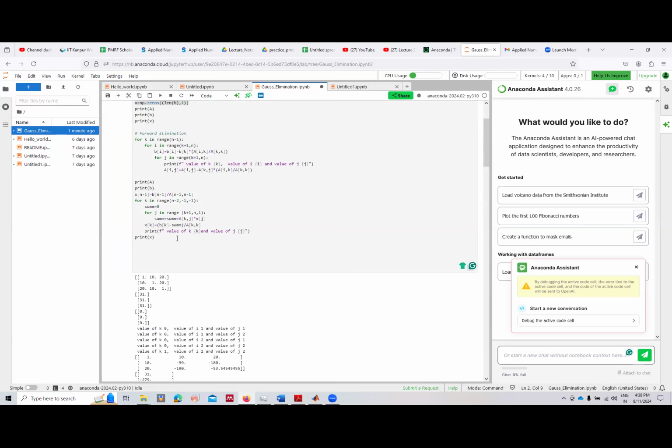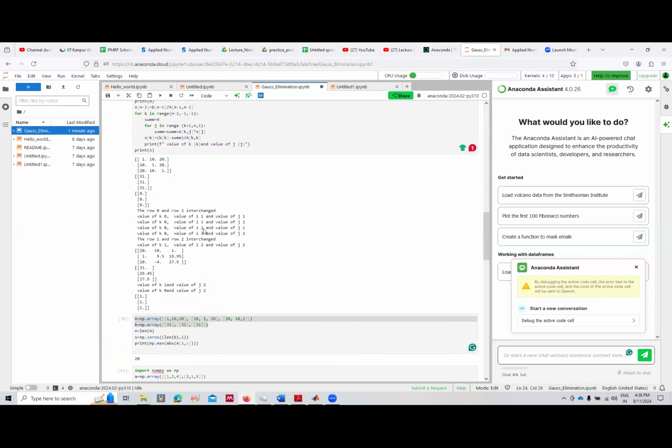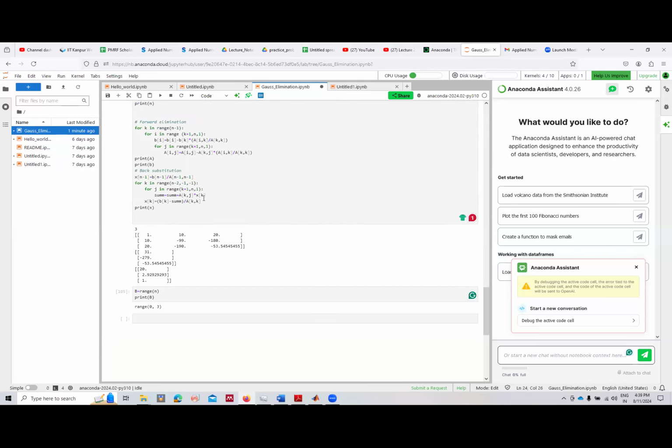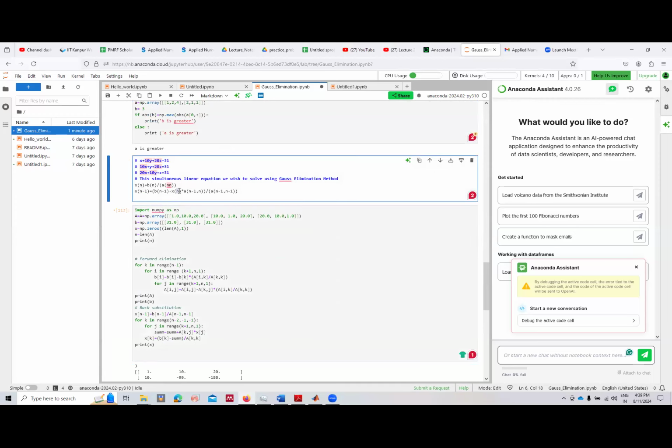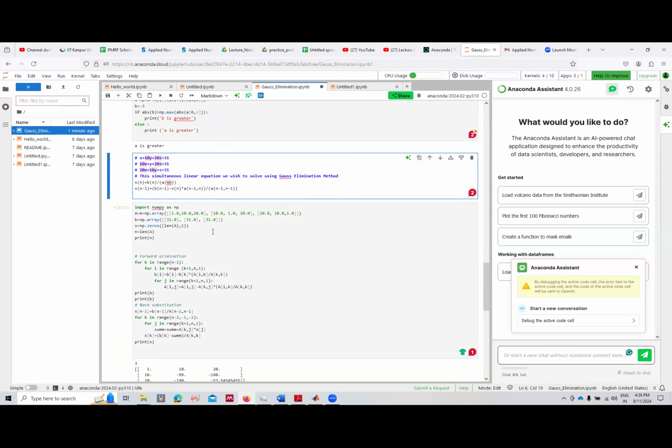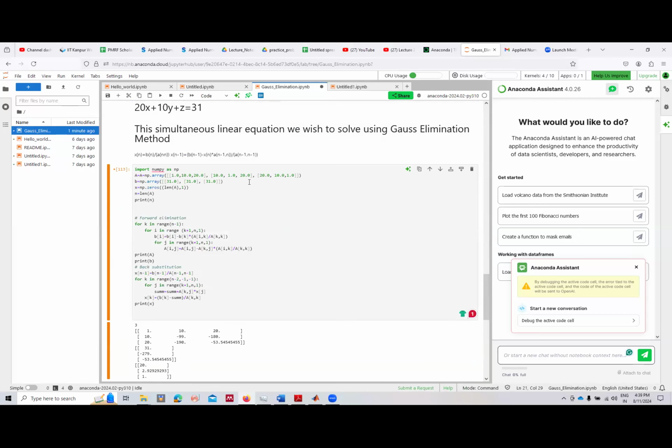Let me see, I have already written this code. So yeah, in this sum, this is what, xj. Oh, sorry. This will be xj now. This will be xj. This will be what? xj. Since here, see, xj, xj. Now if I do shift enter.